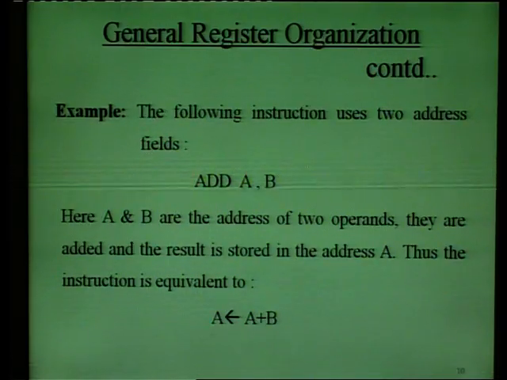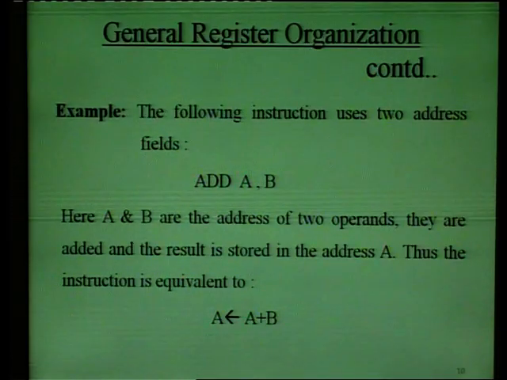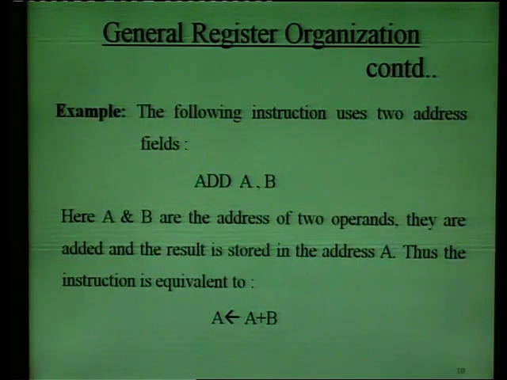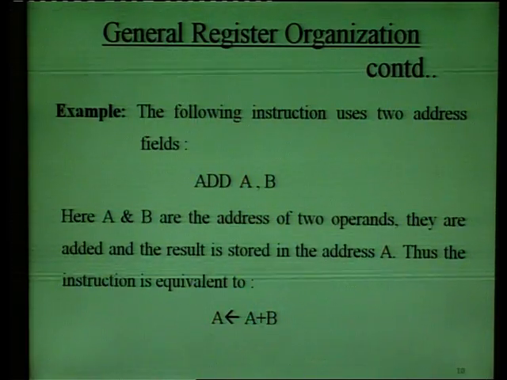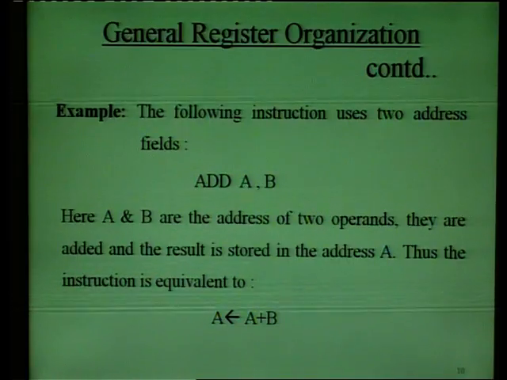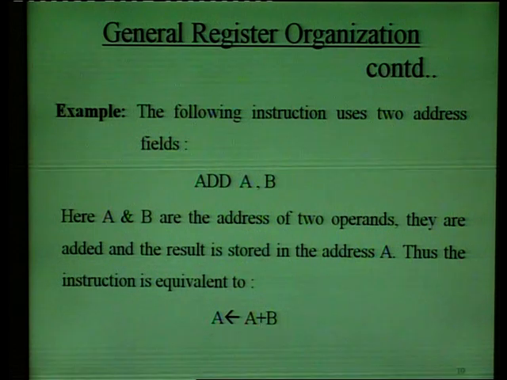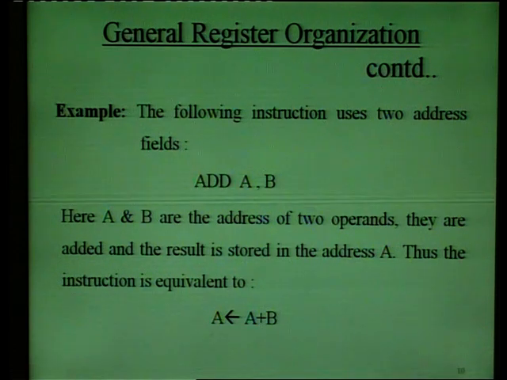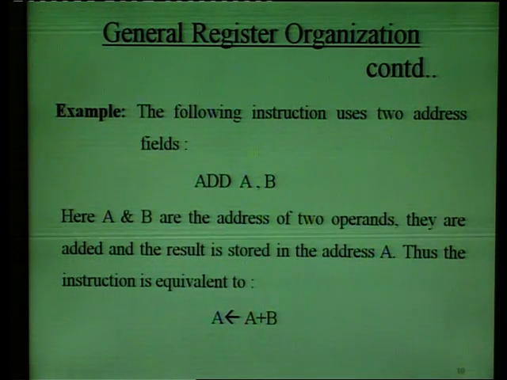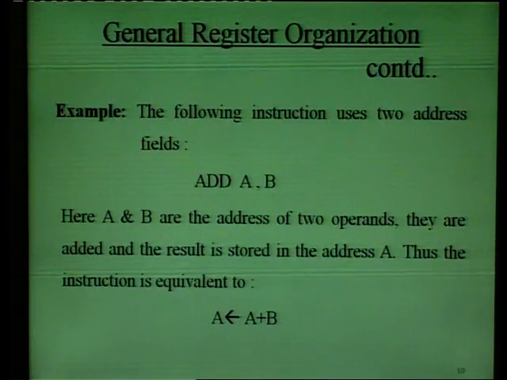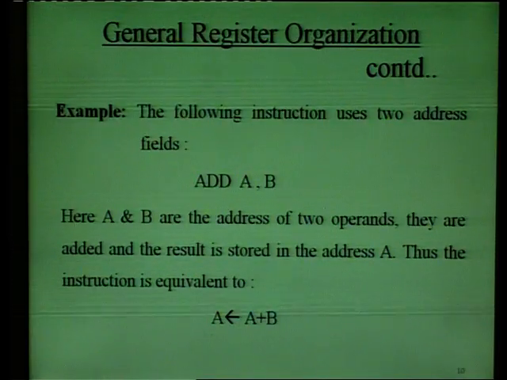Example, the following instruction uses 2 address fields, add A and B. Here A and B are the addresses of the 2 operands. They are added and the result is stored in the address A. Thus, the instruction is equivalent to A plus B.